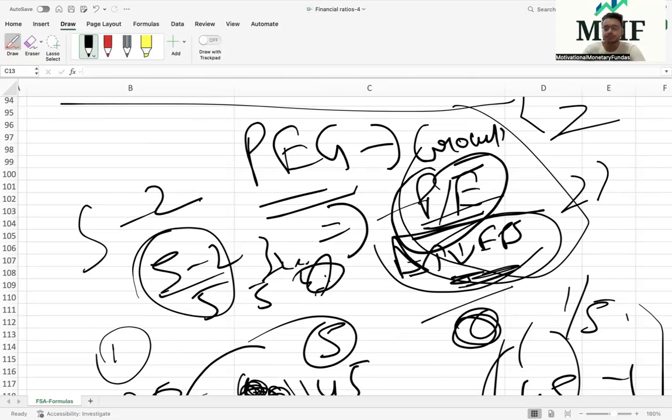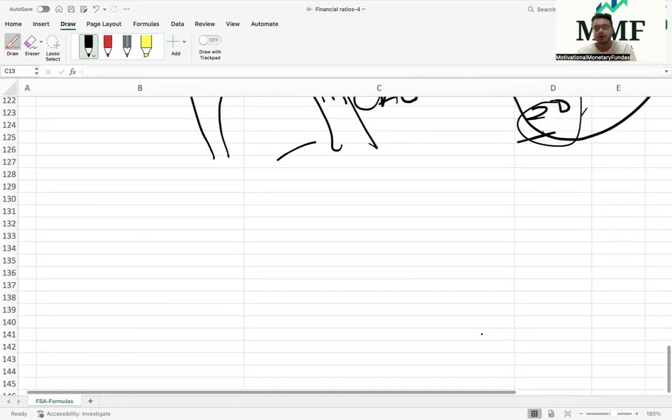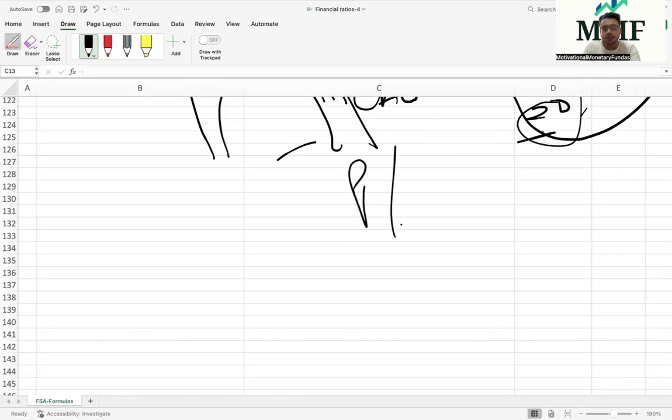If no other question, we'll just do one more last ratio, that's price to book. And after that, we can wind up the session. Okay. Up there is a ratio which is called price to book, right?